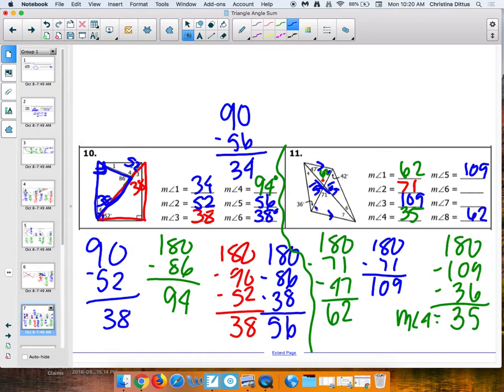Does that apply to anything else? 4 and 6. So how much does 6 have to be? 35. Anything else? 7. 7 has to be 47. See, doesn't that make it so much easier when we're looking at something like that? Good catch, Karma.